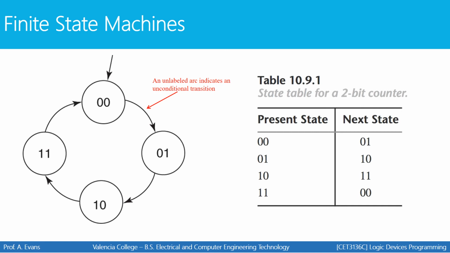Once you have a state diagram, you can move on to making a truth table for your finite state machine. In this case, our truth table shows the present state and then the next state.